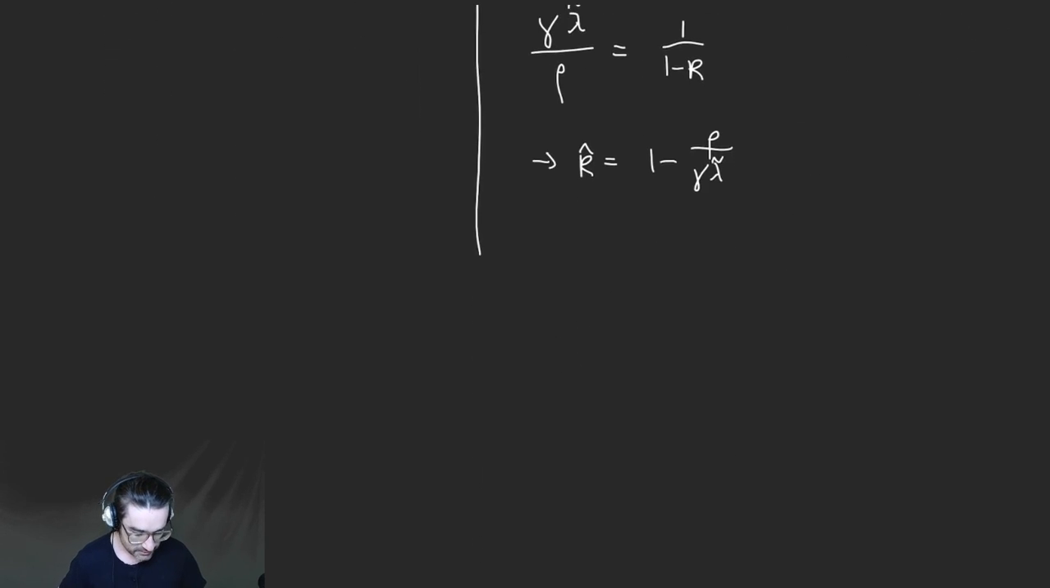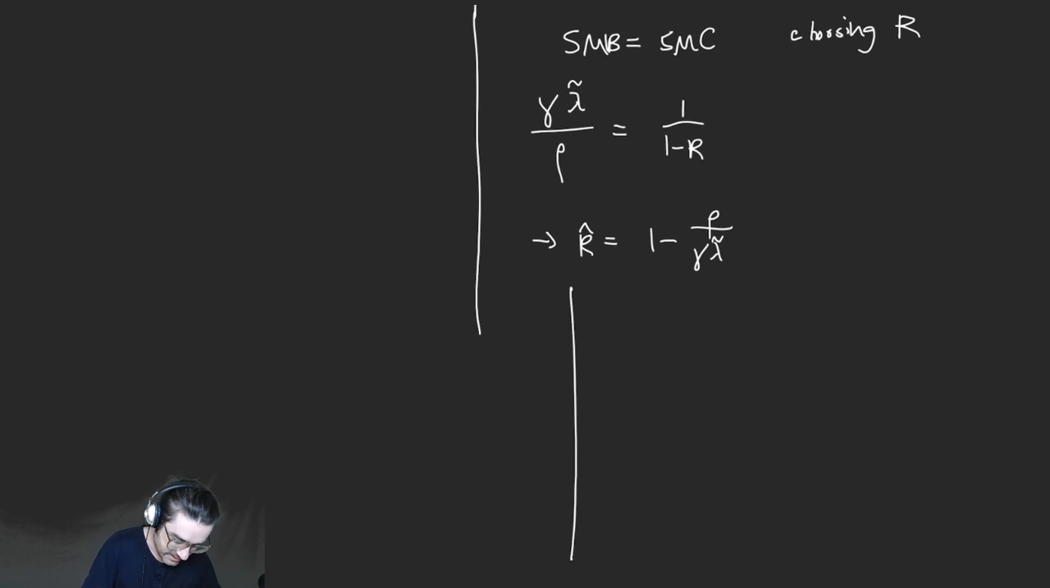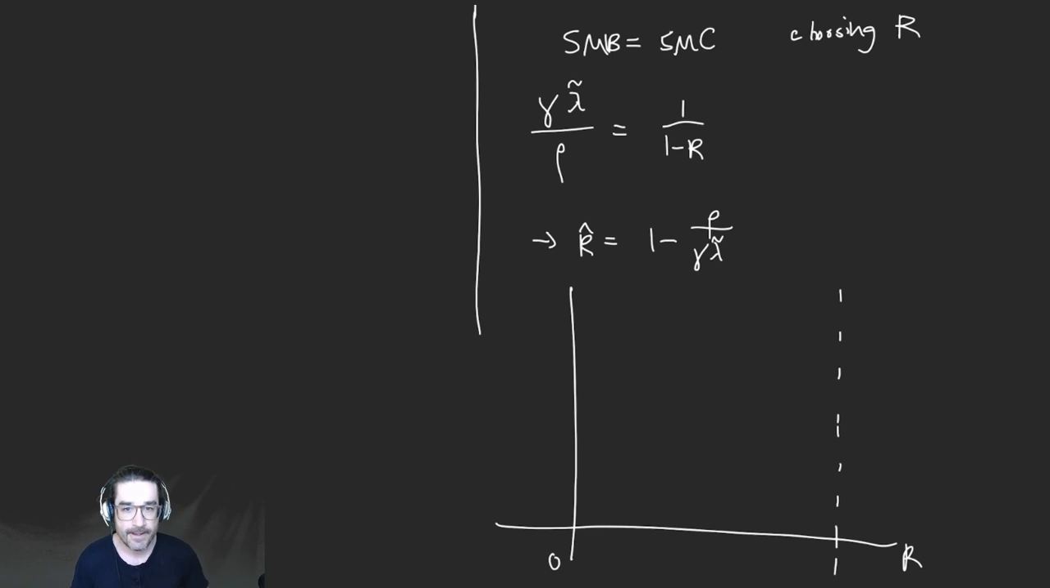All right, so that's the solution to it. But you can also think about it graphically. You have r going from 0 to 1, and then you have your various marginal benefit, marginal cost terms. Okay, so you can plot those. Let's plot the right thing first. The right thing actually starts at 1. When r is 0, that thing on the right is 1, and then it's going to asymptote to infinity as r goes to 1. That's your marginal cost.